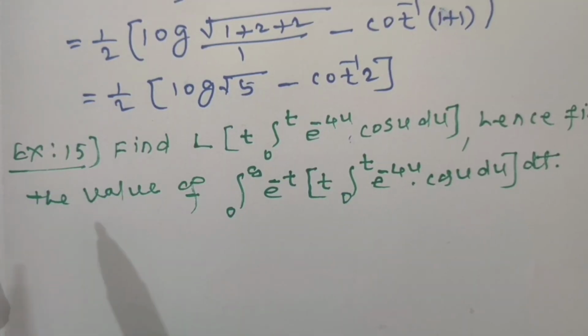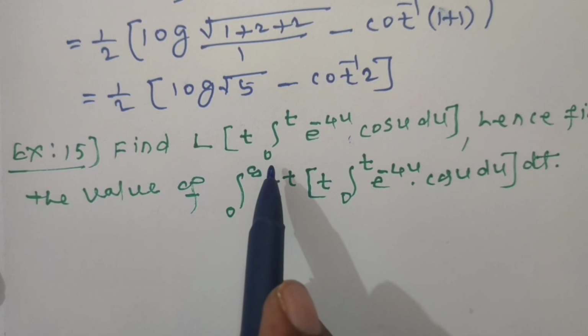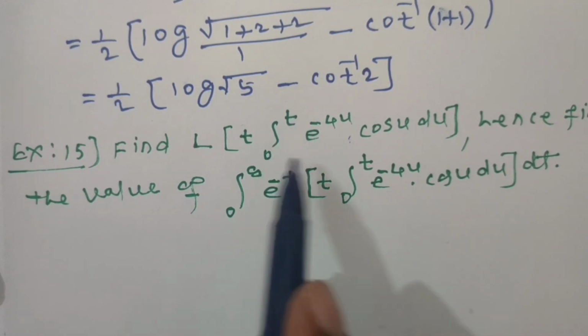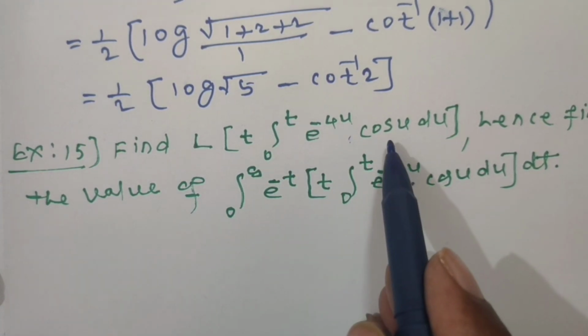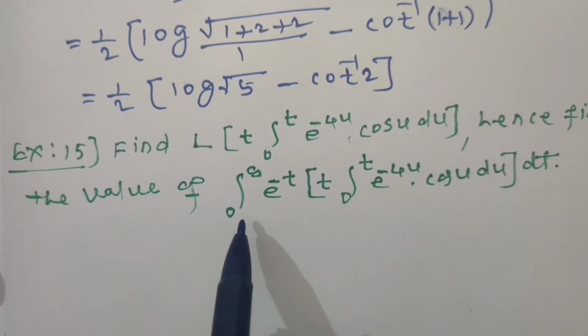Let us solve sum number 15. Find the Laplace transform of t into the integral from 0 to t of e to the power minus 4u cos u, integral with respect to u. Hence find the value of this integral.